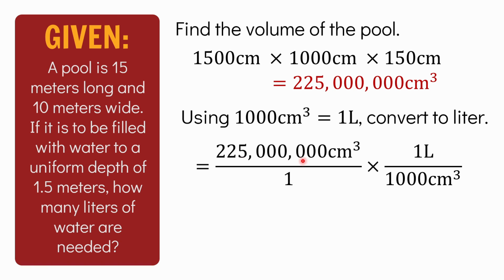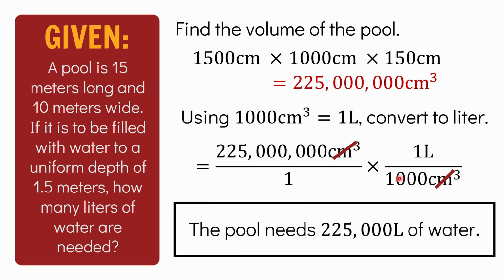So 225 million cubic centimeter is equal to 225 million cubic centimeter over 1 times the equivalent relation of conversion, 1 liter over 1000 cubic centimeter. So canceling the similar units and multiplying the fractions, we get 225,000 liter. So therefore, the pool needs 225,000 liters of water. And that's the end of capacity and volume.